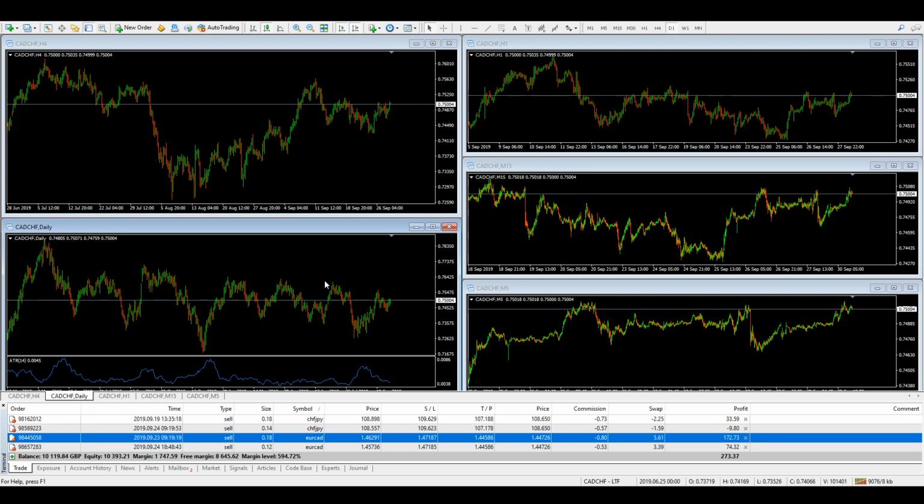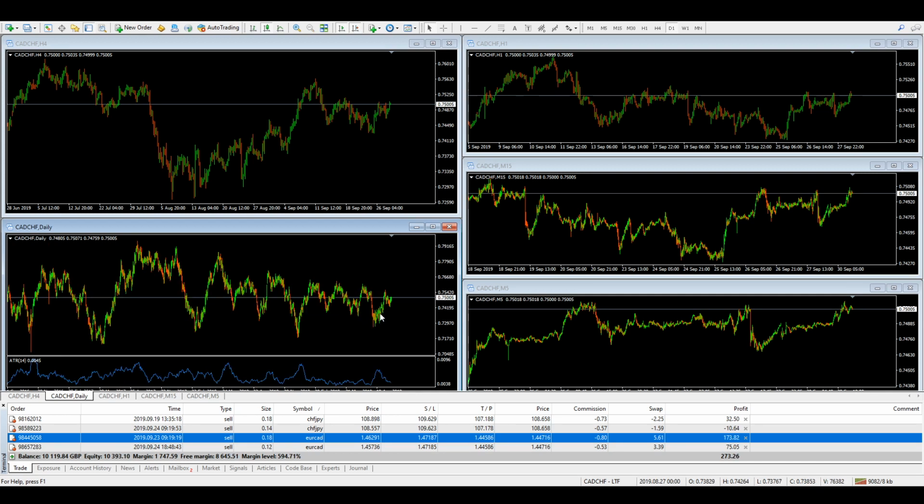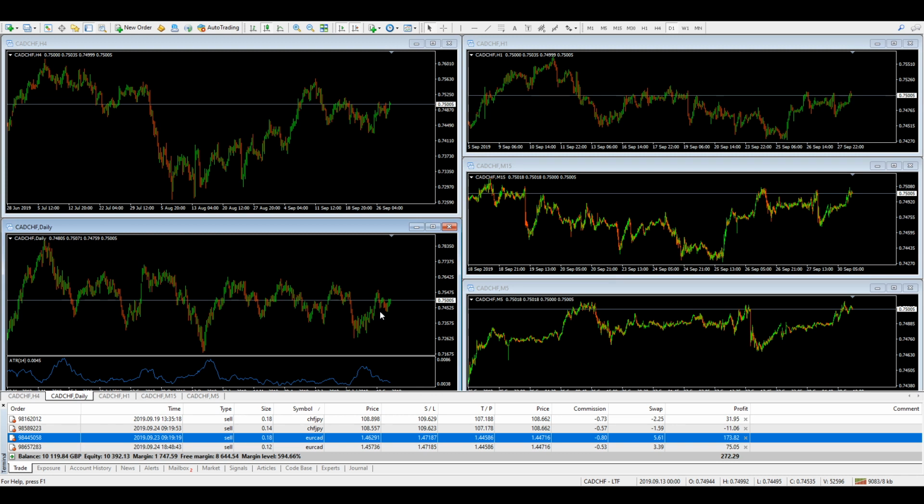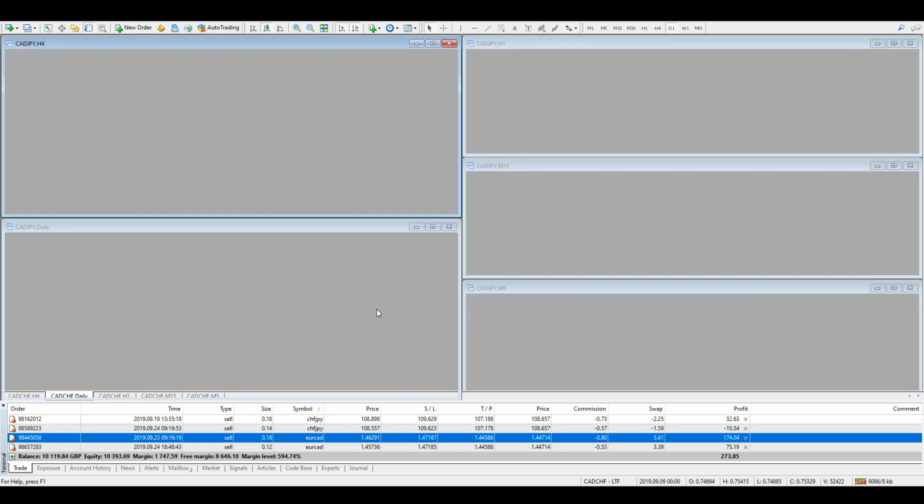So this is the CAD CHF. No, don't like this price action at all. It's very choppy. You can see it's very sideways. There's no discernible trend in this price action, so there's no trend to be my friend here, so I will pass on that.